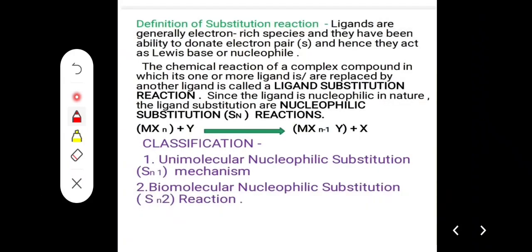The definition of a substitution reaction is nothing but ligands replacing one another. Already in the complex some ligands are there, arranged around the metal. One incoming ligand approaches, and one ligand which remains attached to the metal leaves, and that is only the replacement of one ligand by another. That is termed a substitution reaction.